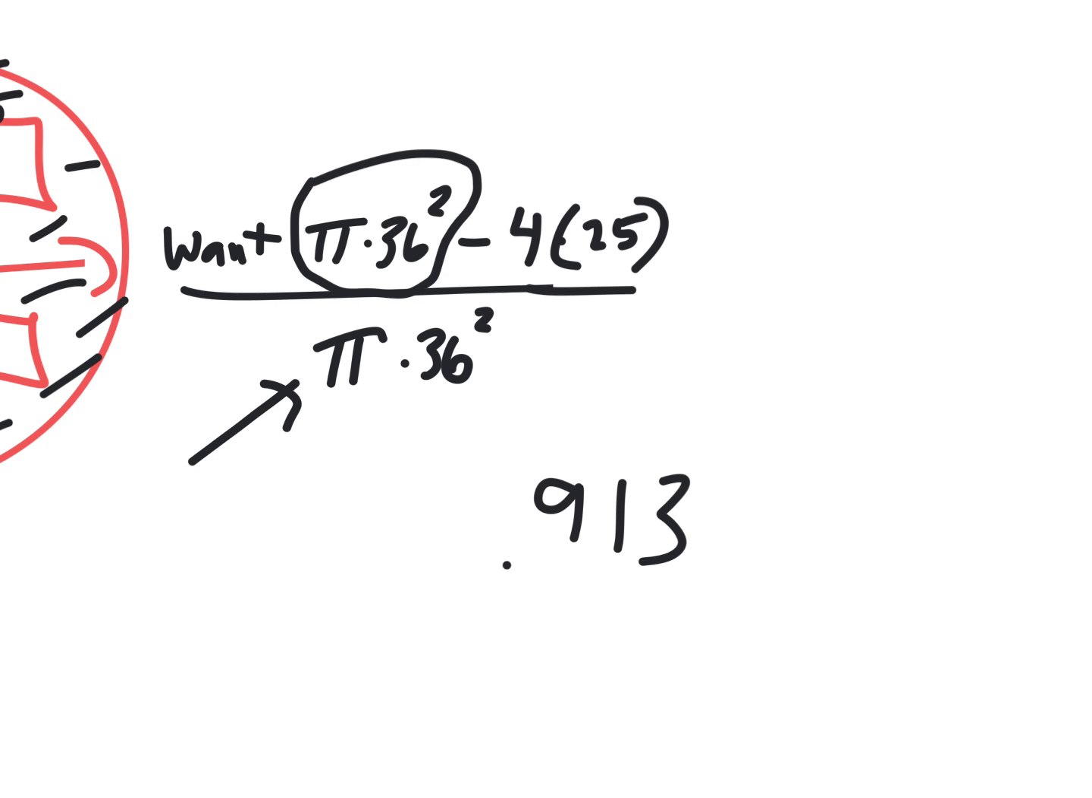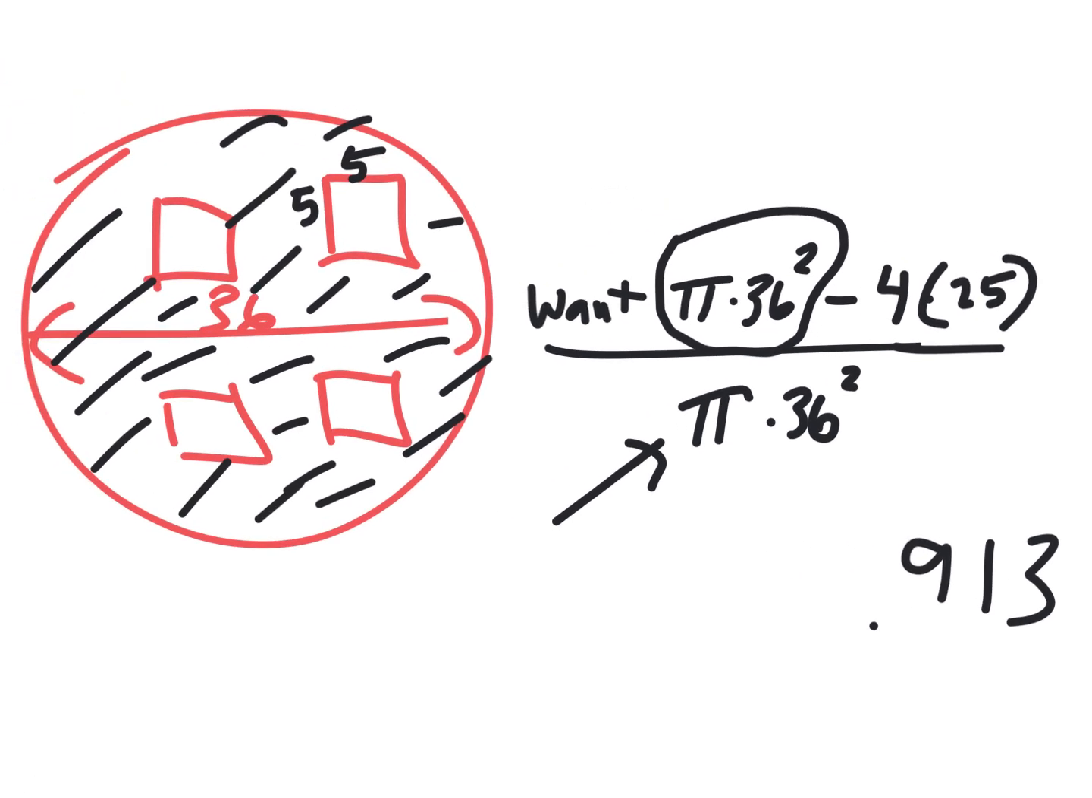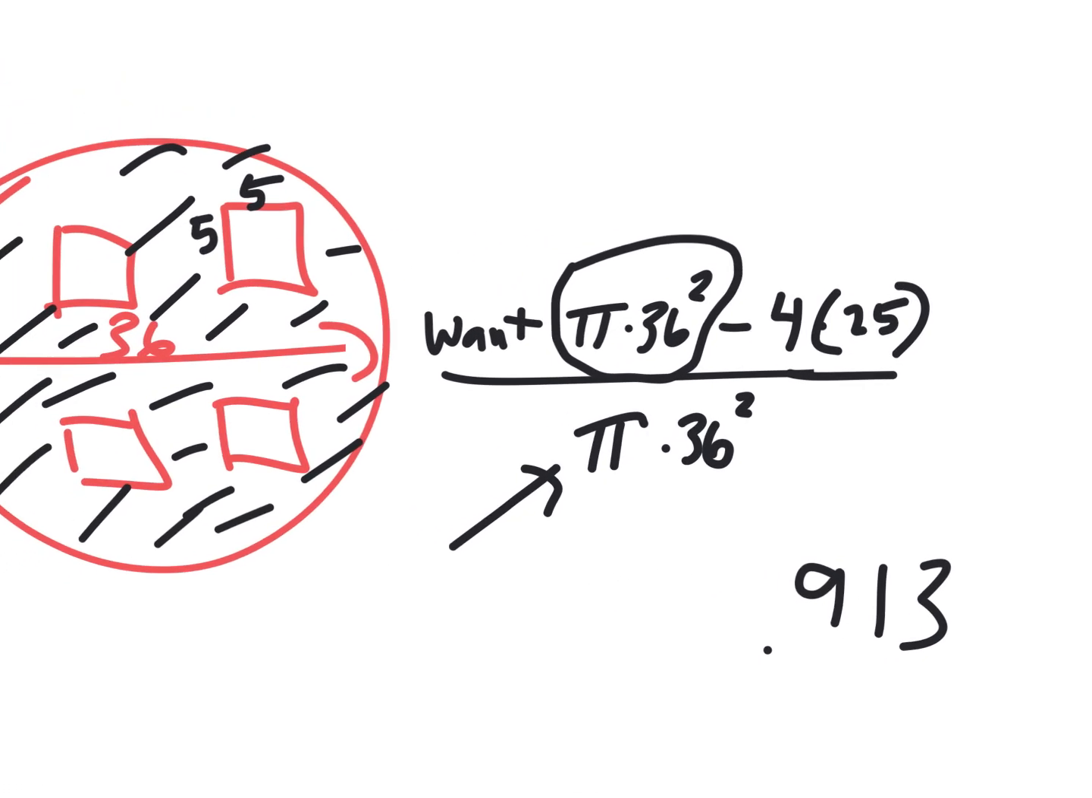Yes. Isn't it 36 in diameter? Oh, good catch. Thank you. It is not 36 squared. It's half of 36. I think that's 18, isn't it? Yeah. Thank you. Good catch. I'm sure somebody else was thinking it, but they didn't have the boldness to say it. Good catch.